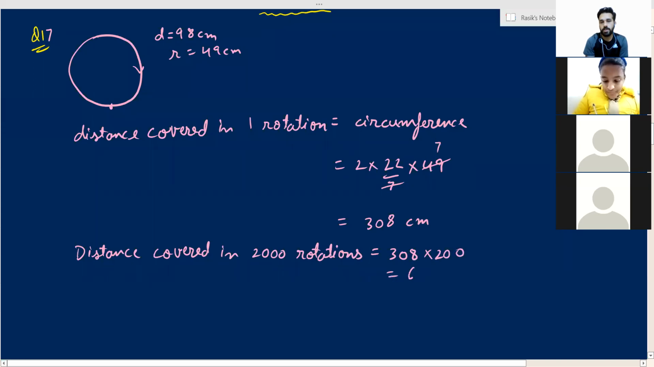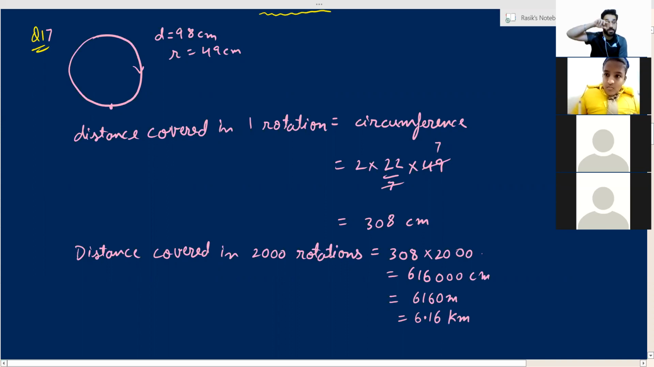Okay. So 616,000 centimeters, which is also equal to 6160 meters, because if you divide centimeters by 100, you get meters. And if you divide by 1000 also, you will get 6.16 kilometers. So you can write your answer in any of the units.